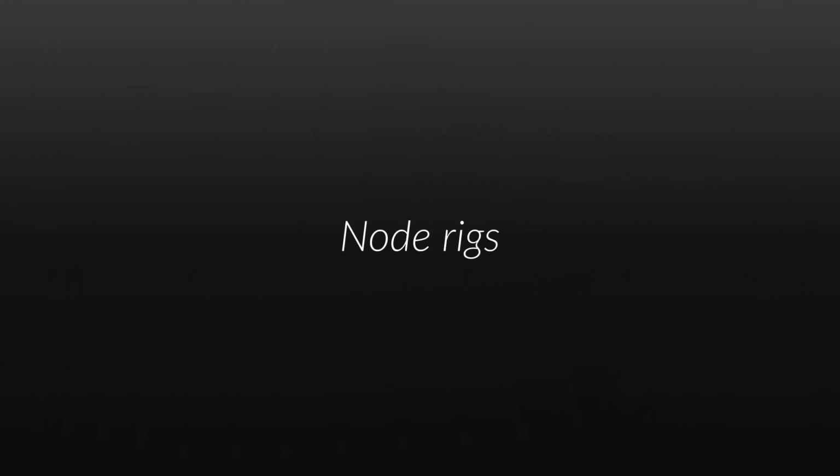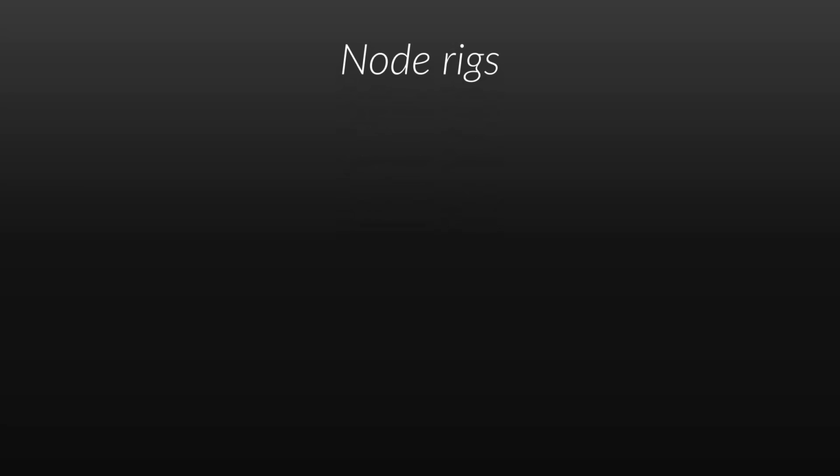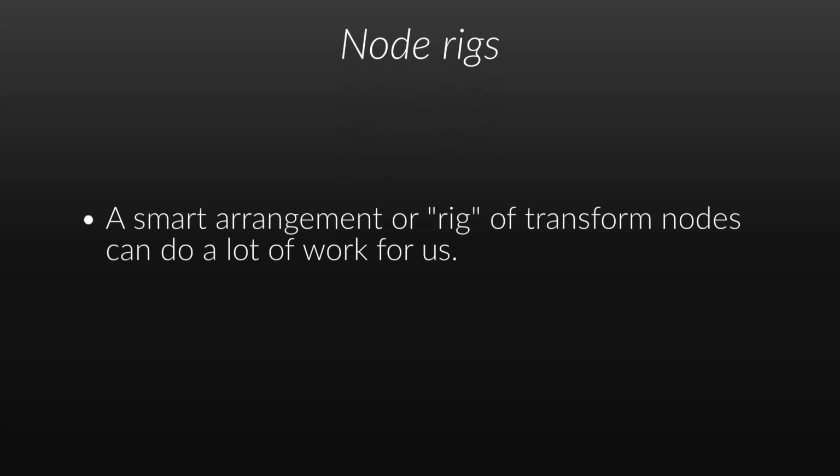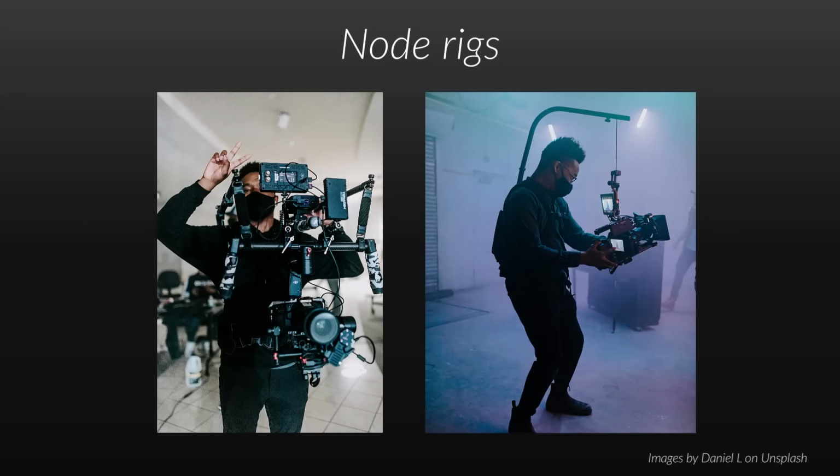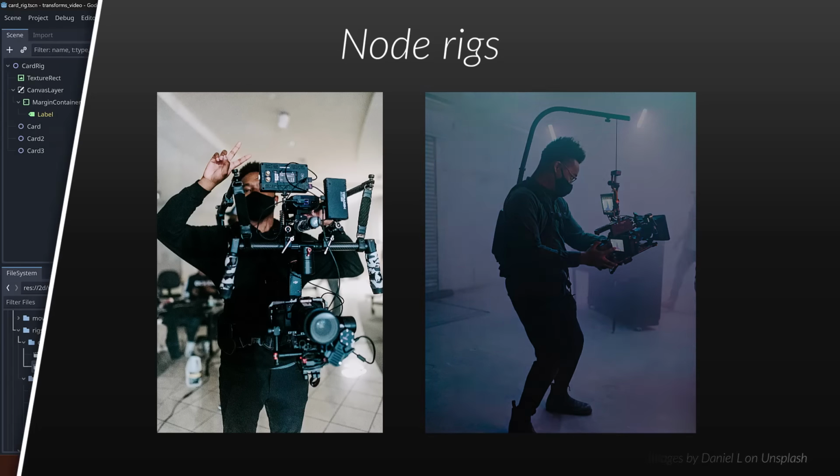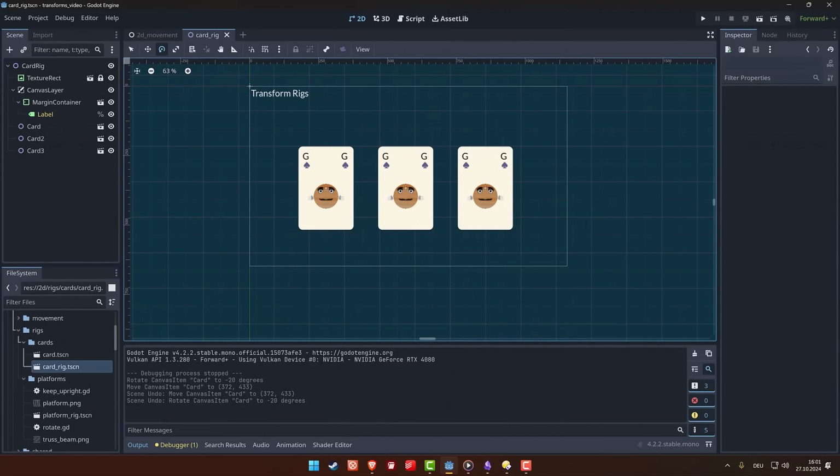So it can be really useful to think about how we arrange nodes in the tree and how we can use transforms to our advantage. I like to call this arranging of nodes building a node rig, similar to how camera rigs are built to make it easier to get certain shots in filmmaking. And this isn't limited to platformers or shooters. We can also use this in different genres of games.